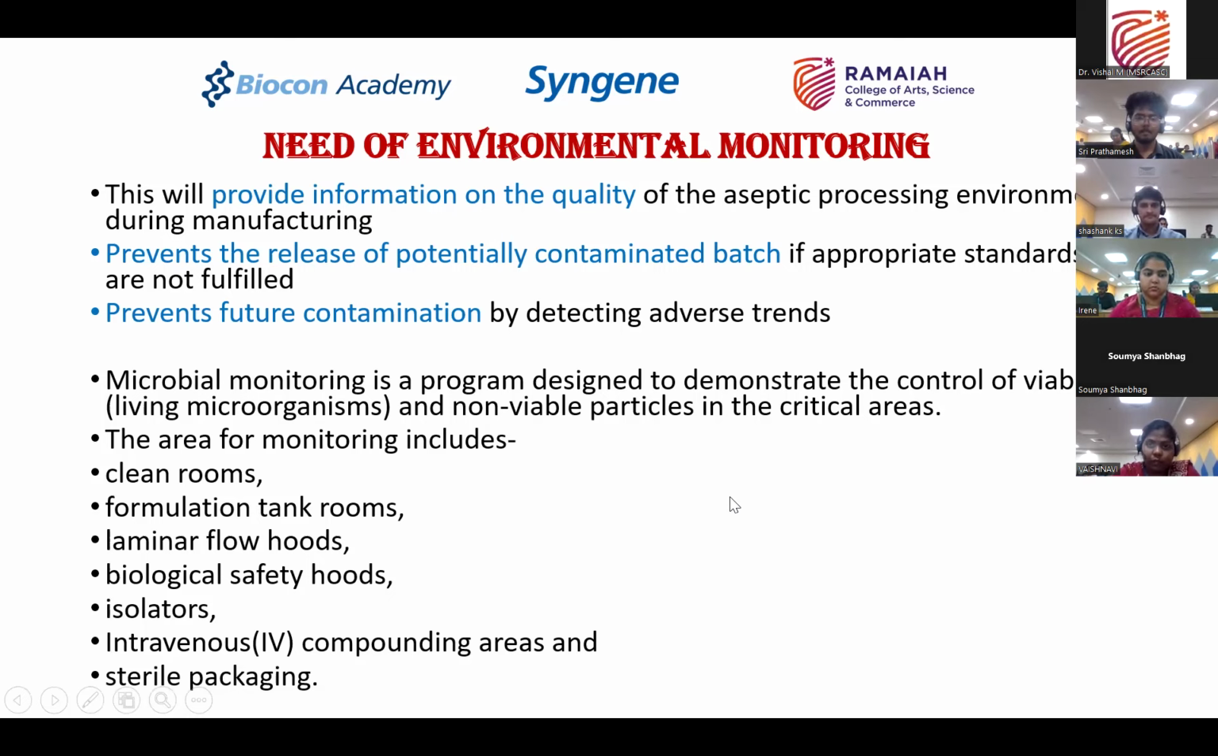Now, what are the different areas where we have to do this counting? In an industry, it is a huge area. Which areas have to be controlled, or which areas have to be taken into consideration when we are doing this counting of viable and non-viable particles? So the areas include clean rooms. The clean rooms are the major area where this viable and non-viable particle counting has to be done.